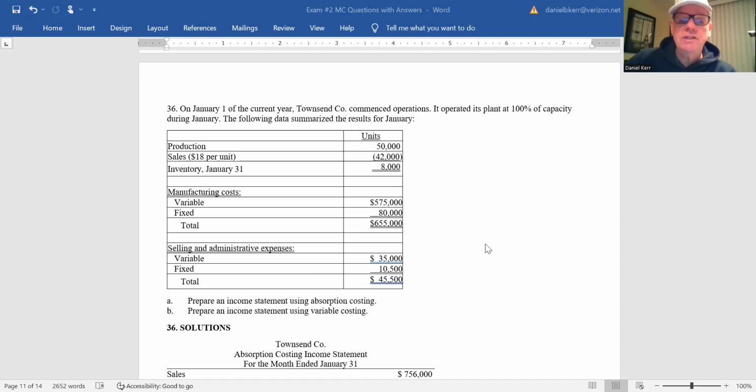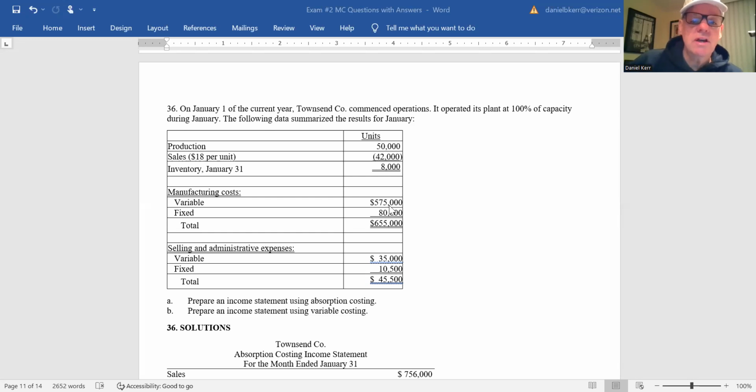And when we compare the two answers here, remember, if we produce more units than we sell, which is the case here, we produced 50,000, we sold 42,000. That means we've got 8,000 in inventory. So absorption costing is going to include the fixed costs of manufacturing in that ending inventory, whereas variable costing is going to treat all fixed cost as period costs. So you're going to get a higher net income under absorption costing when you've got an increase in the inventory. When it comes to the inventory, variable costing is only going to consider the variable costs of the unit.